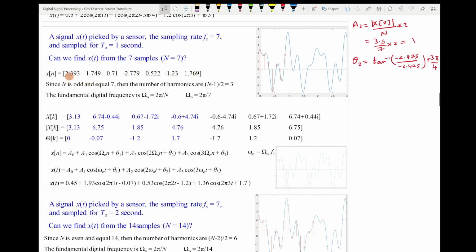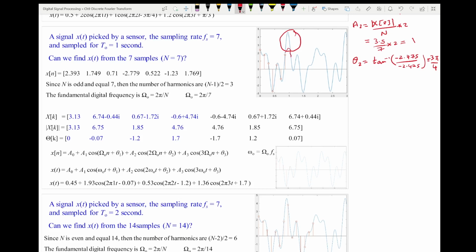You apply the discrete Fourier transform to these samples, and you get X of k here. This is the absolute value and this is the phase. If you calculate A0, A1, A2, the same way we did earlier, this is the signal you will get. If you plot this signal, that's what you will get here. It's totally different than this signal because you only sampled for 1 second, so you missed that information about the signal. So the signal looks like this.